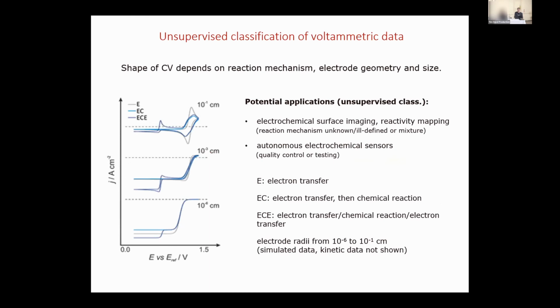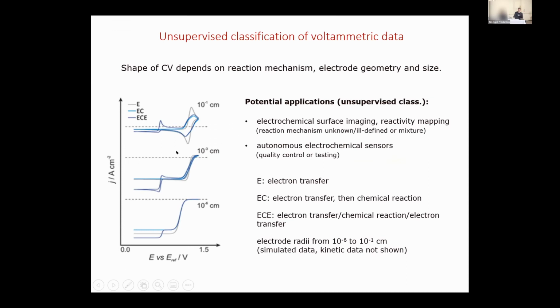And if you're not an electrochemist, I'll just explain briefly what this is. Voltammetric data are data where you measure a current as a function of applied voltage or potential. The shape of these data traces depends on the reaction mechanism of the reaction that you're investigating. It depends on the electrode geometry and the size.